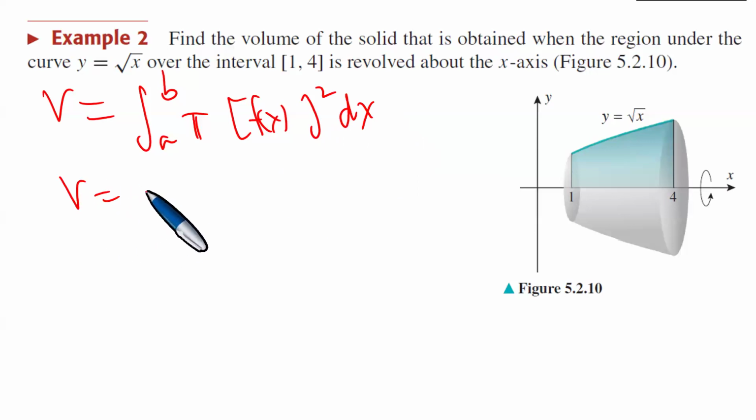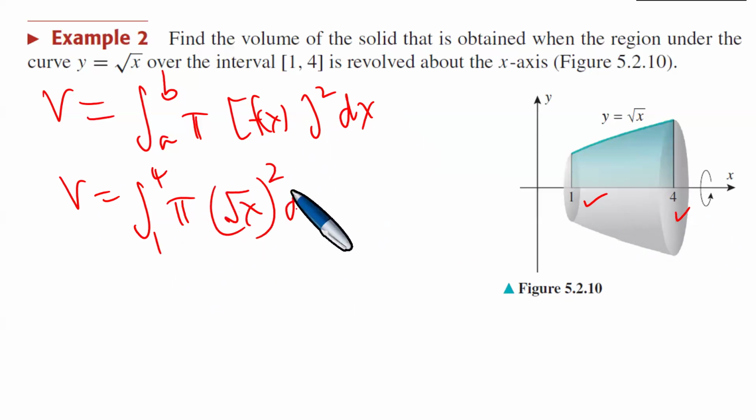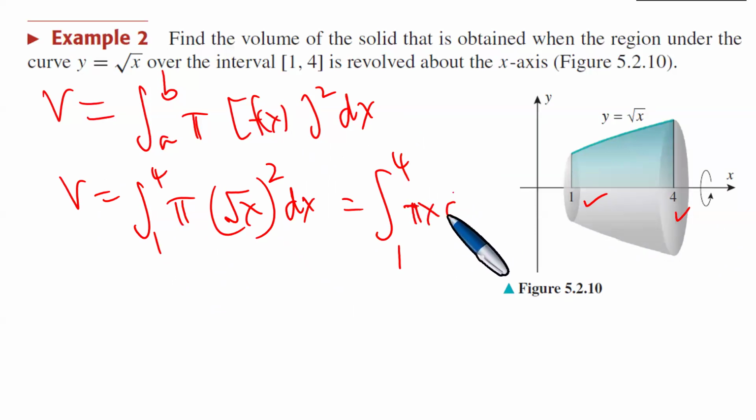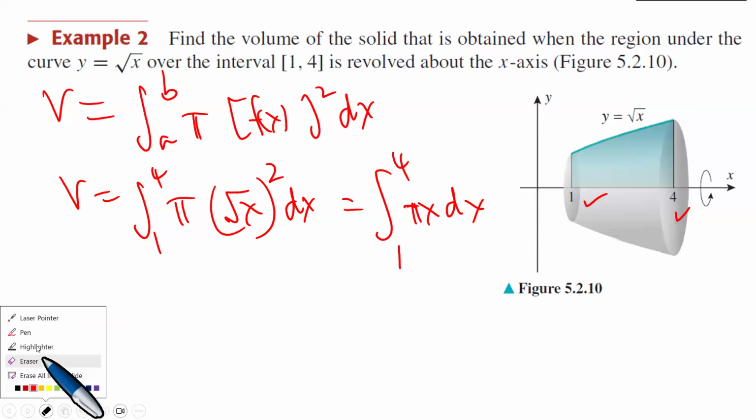Volume is therefore the integral from 1 to 4 of pi, where y equals f of x is the square root of x, squared, dx. So that is the integral from 1 to 4 of pi x dx. So now we have pi x squared out of 2. Let's find the integral of this.